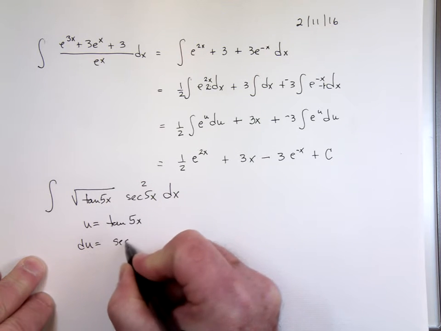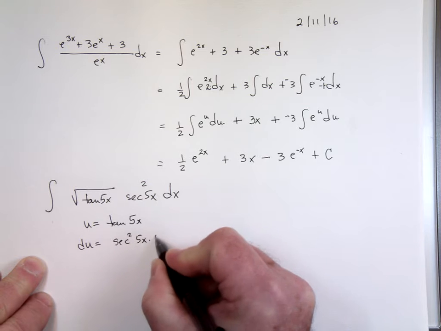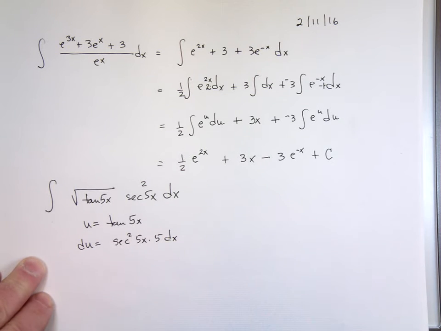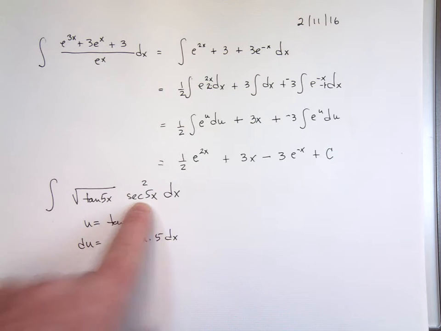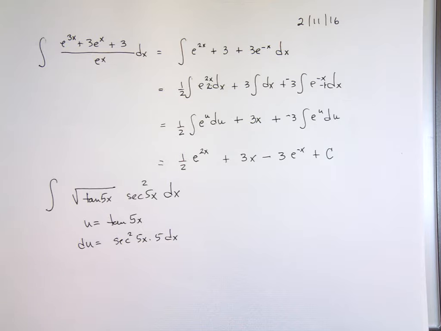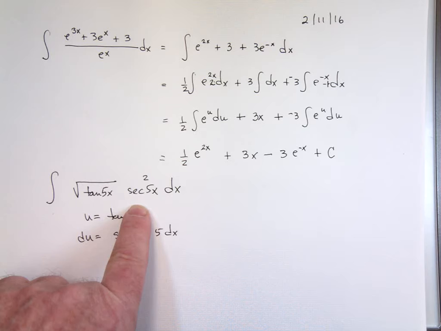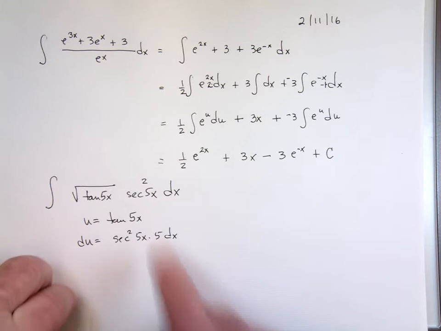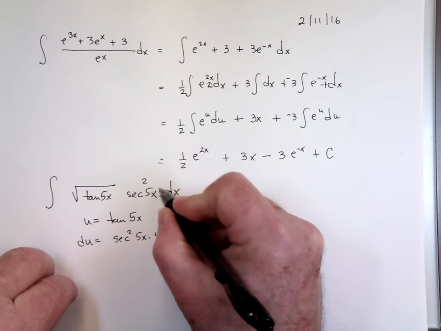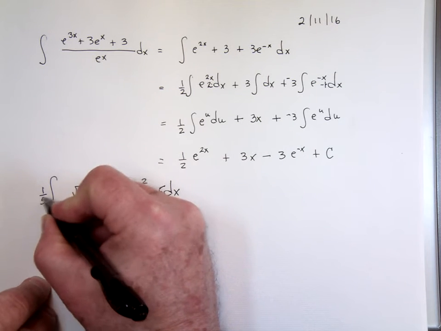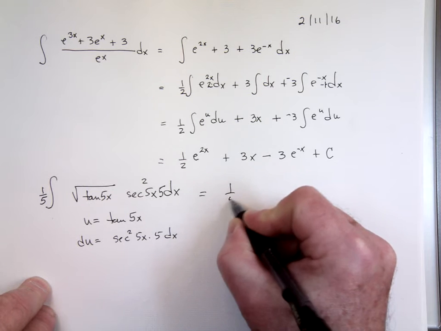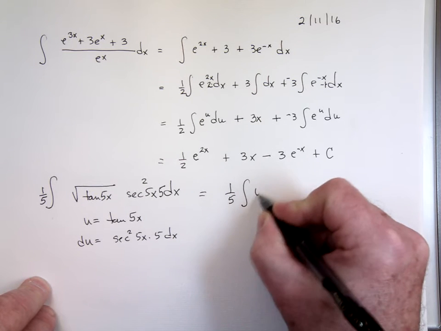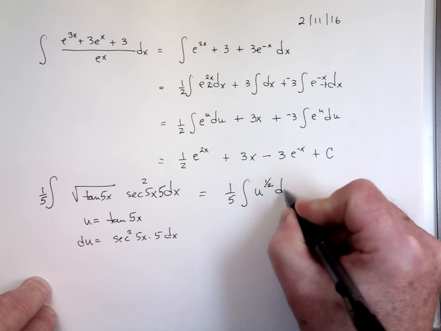If u is equal to tangent 5x, du is secant squared 5x times 5 dx. And that's fine. We have a secant squared. If we don't have the secant squared, forget it. We can't do the problem this way. There may be another way of doing it, but it's certainly not obvious, okay? But because we have the secant squared to serve as the du, we have a u to the n form. So, multiply by 5, multiply by 1/5. We have 1/5, the integral of u to the 1/2 du.